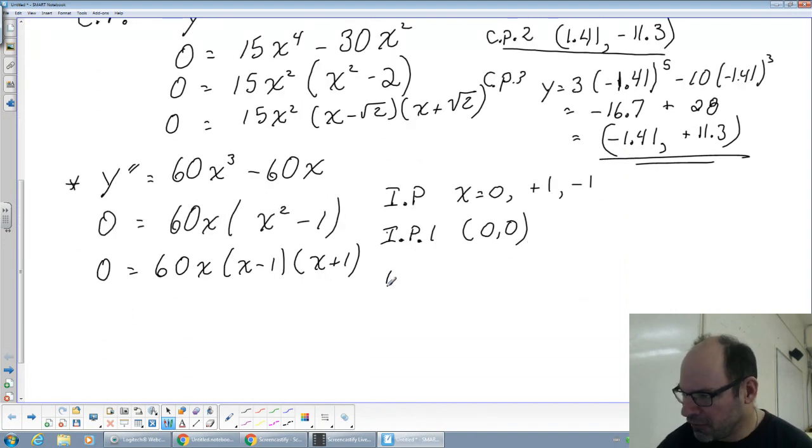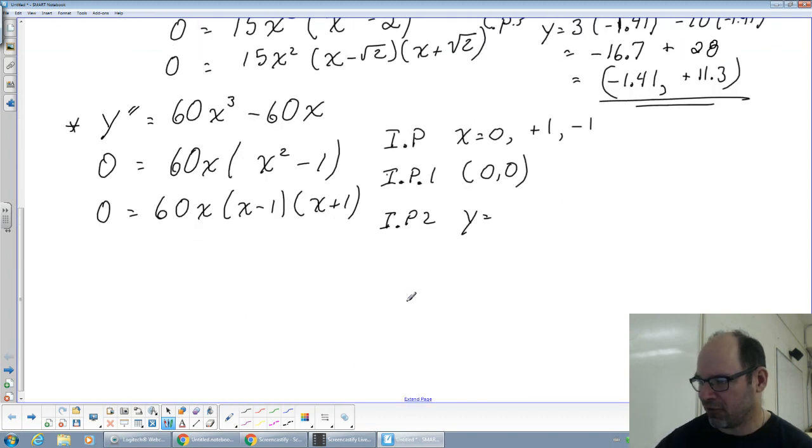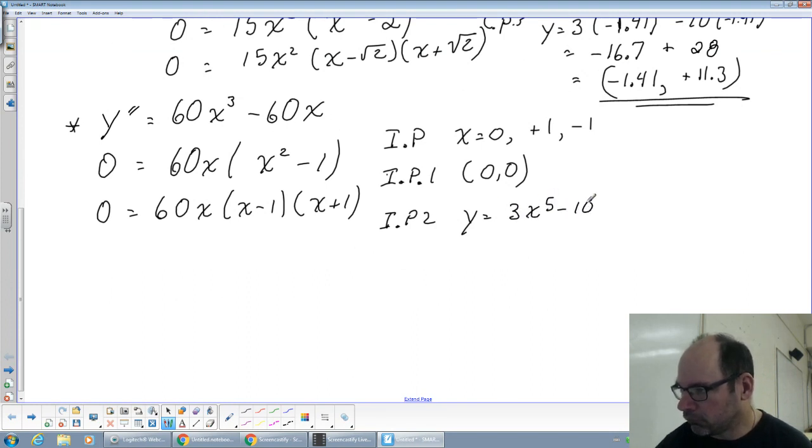So inflection point 2. We're going to put in y equals, I always forget what it is. What was it? 3x to the 5th minus 10x cubed. We put a 1 in there. We get 3 times 1 minus 10 times 1, because it's to the 5th and cubed. So this would be 3 minus 10, which is minus 7. So our inflection point is 1 and negative 7.